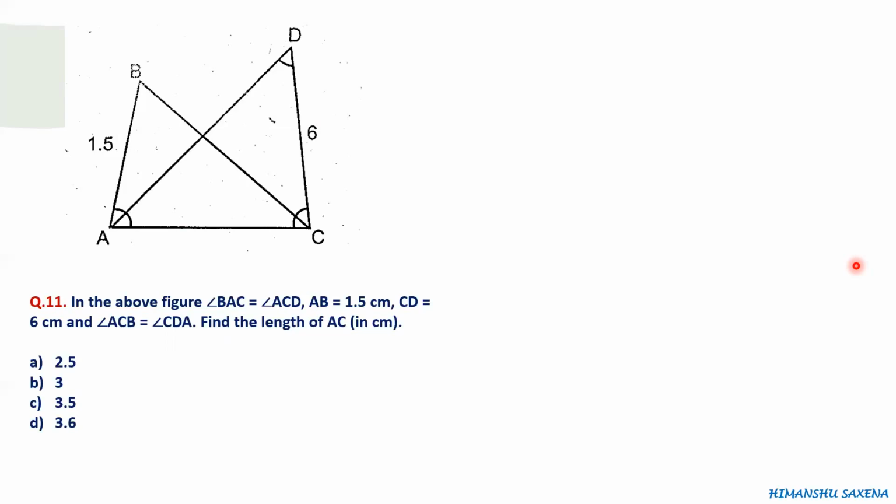Now in this given figure, BAC is equal to ACD. So this is BAC and it is equal to ACD. AB is 1.5 centimeters, CD is 6 centimeters, and ACB is equal to CDA. This is CDA. Find the length of AC. You have to find the length of this particular side.